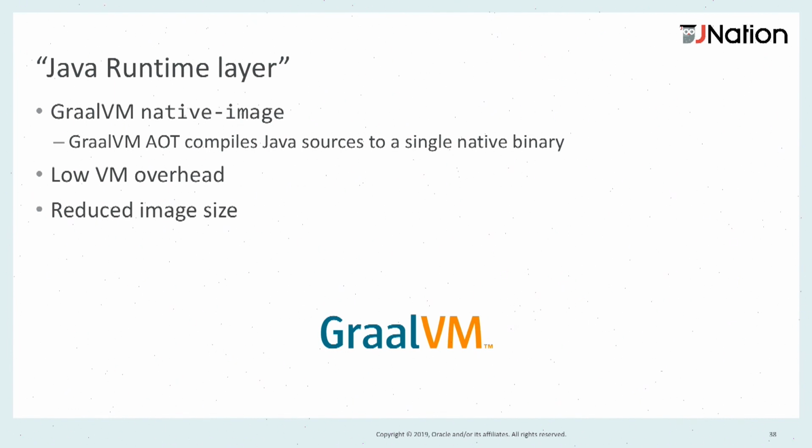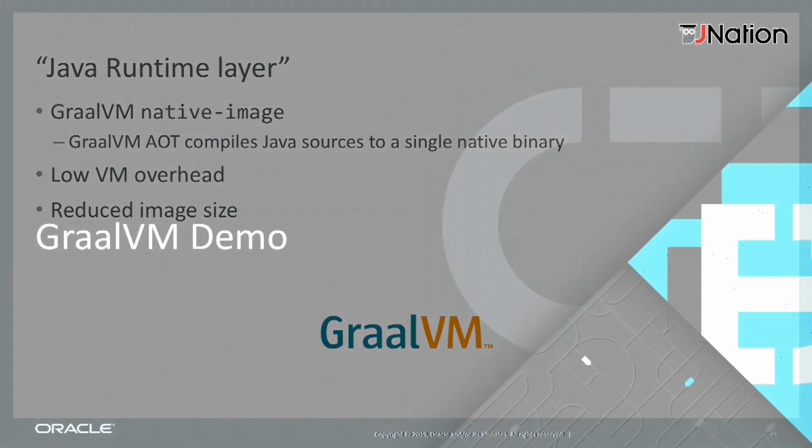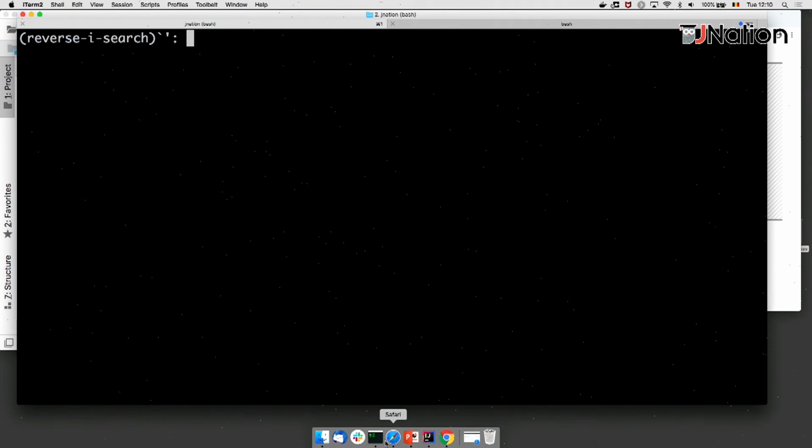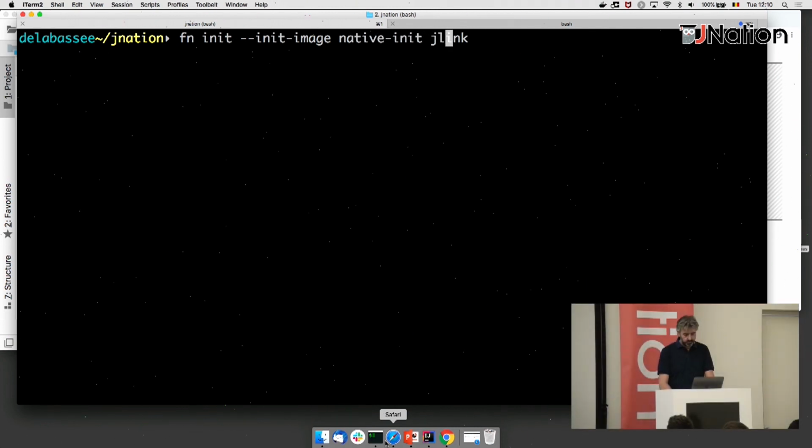That will reduce the size of the whole JRE, because the JRE will be embedded directly within the native executable. And it will also improve the startup time, because we have fewer things to load, and it will also reduce the memory footprint. To do that in FN, it's pretty straightforward. Same command, but this time I'm going to use native init. And I'm going to give a different name to my function.